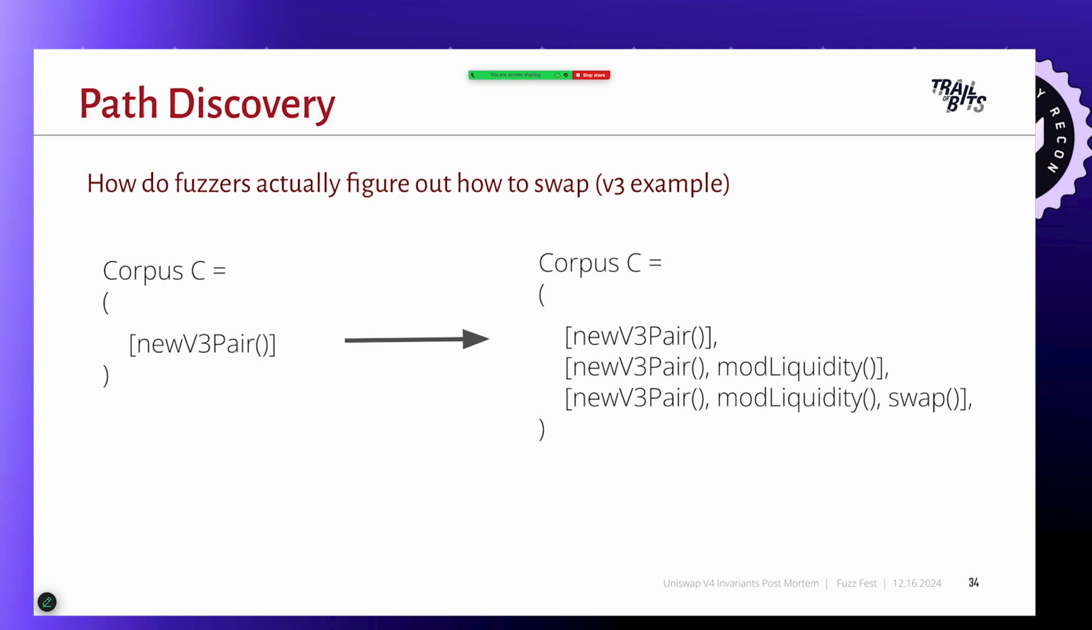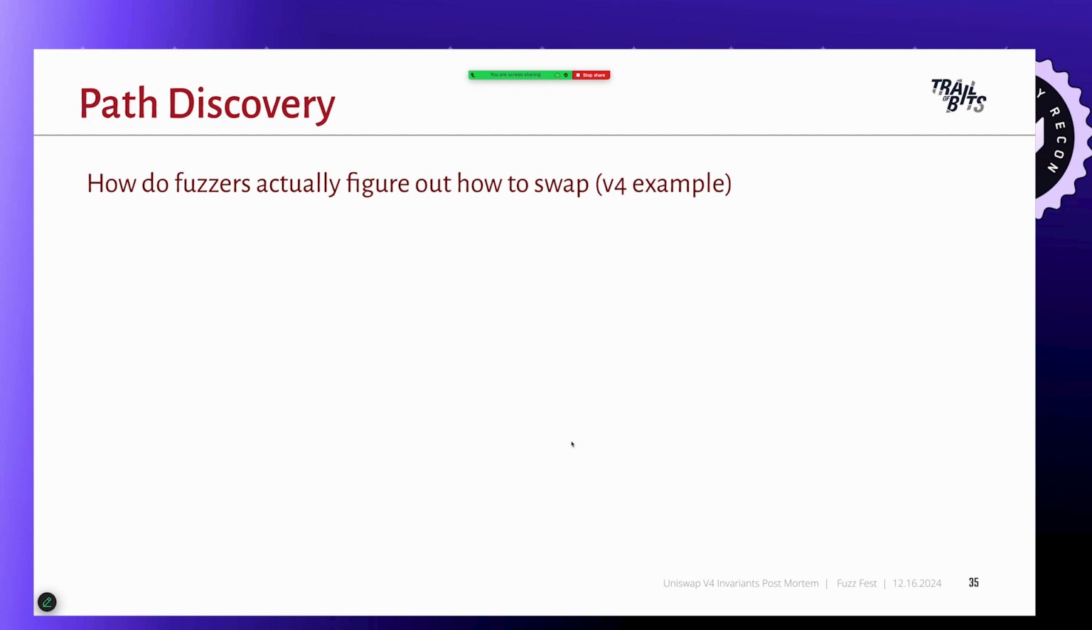It's very probabilistically unlikely that the fuzzer is going to be able to do that without first discovering, first I have to call new v3 pair, then I have to call these two, and then I can call all three. So this is really important. And of course, v4 breaks it. So here we have three sequences, same situation. This is a freshly deployed v4 singleton, and we're just calling these three sequences.